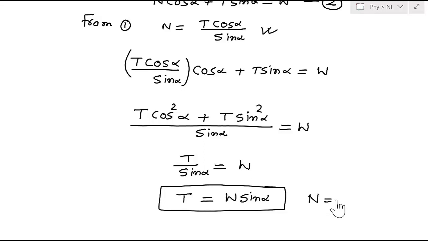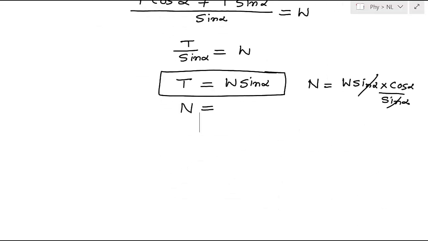Similarly, if I plug into this equation, I can get N. N is nothing but T, which is W sin alpha, multiplied by cos alpha divided by sin alpha. So N is basically W cos alpha. So here I can write N is equal to W cos alpha. So this is W cos alpha.